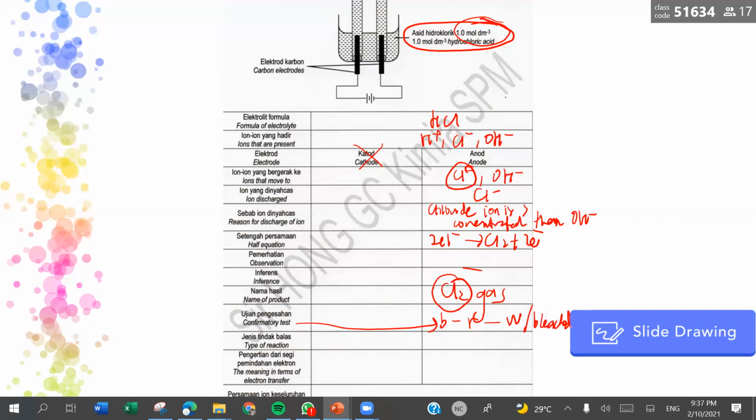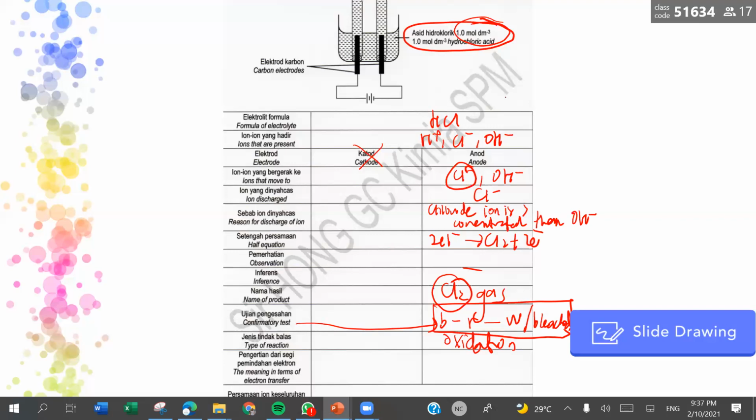So this is a confirmatory test that most children forget. So please take note. Blue to red to white. Only chlorine does that. Bromine very rarely, but yes, bromine also can. Okay, so what is my type of reaction here? What is happening in my anode? Oxidation, very simple. And that's it.